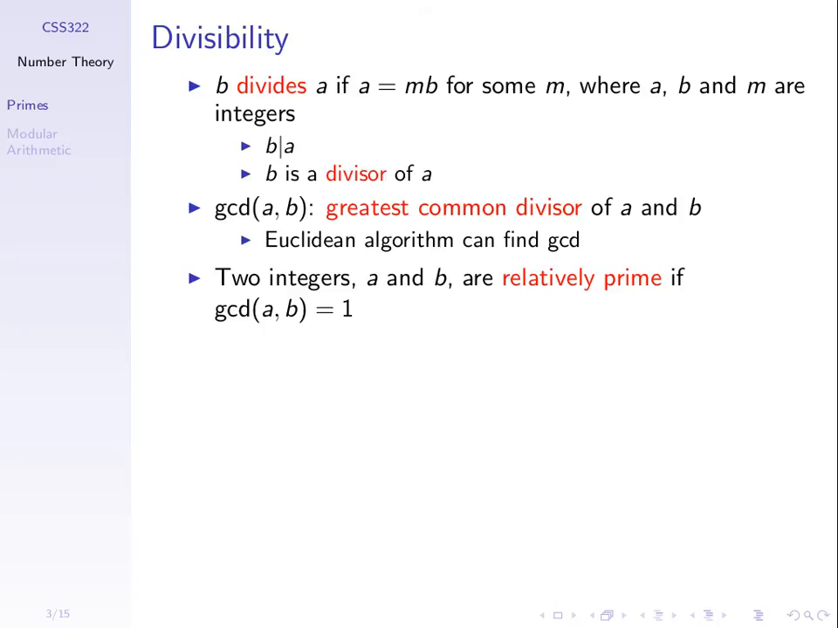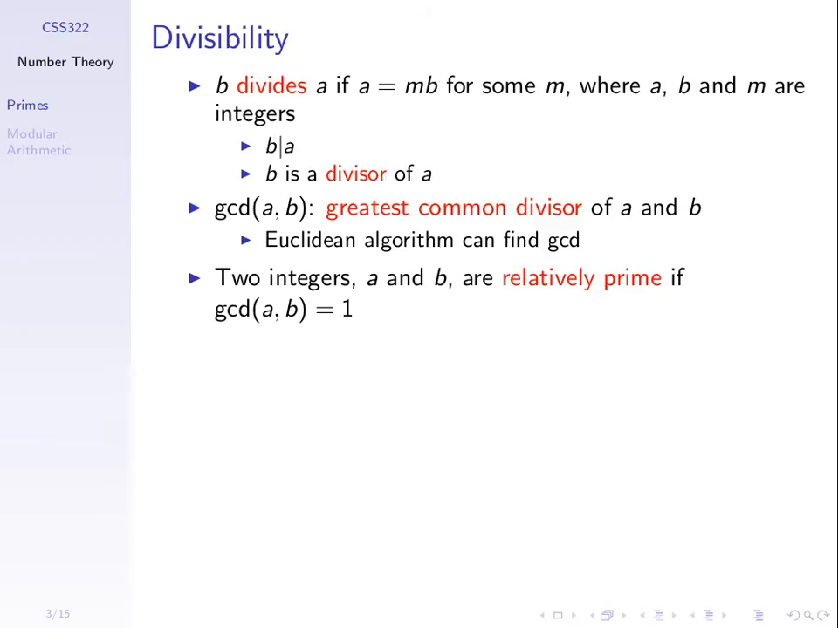So we know about divisors of a number. Sometimes the other one we call is the factors. We can take a number and find its factors. Greatest common divisor is a new concept we introduced and we'll see used a bit more. Relatively prime, two numbers.